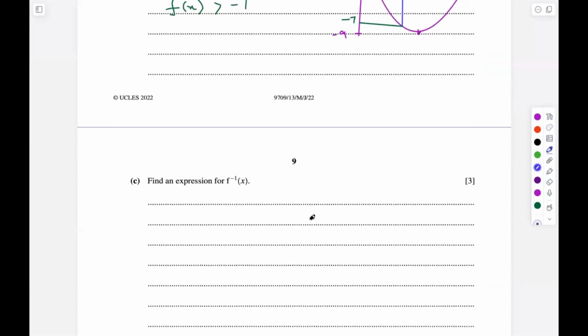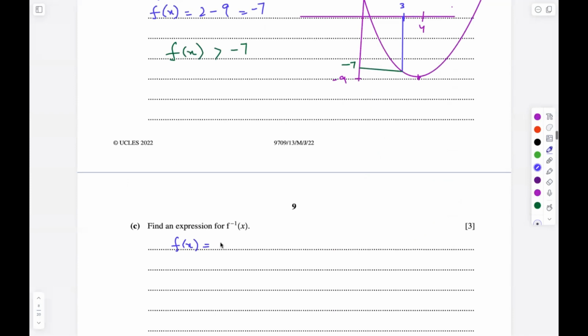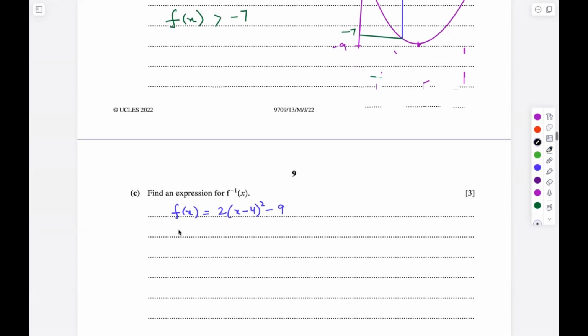In part C, we have to find an expression for f inverse. Now to find the inverse function for a quadratic function, we must always convert it to the complete square form. As we already have the complete square form, which is 2 into (x minus 4) whole squared minus 9, we can find the inverse function by first writing y in place of f of x. So y equals 2 into (x minus 4) whole squared minus 9. Now exchanging the values of x and y, we get x equals 2 into (y minus 4) whole squared minus 9. Taking 9 to the left-hand side, we get x plus 9 equals 2 into (y minus 4) whole squared.